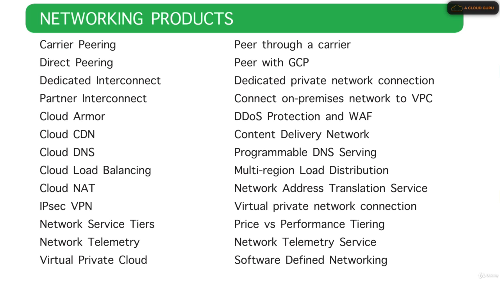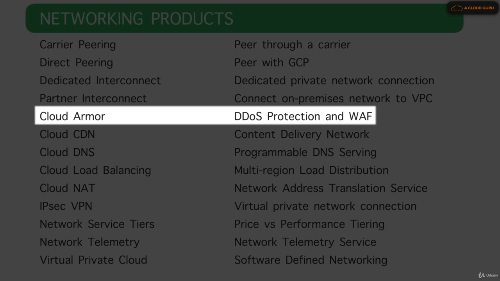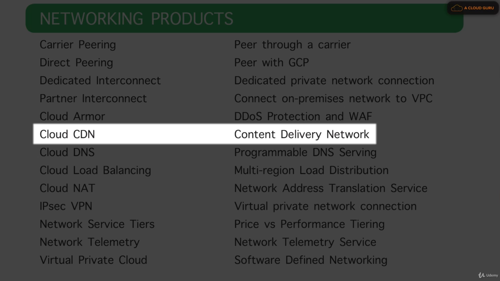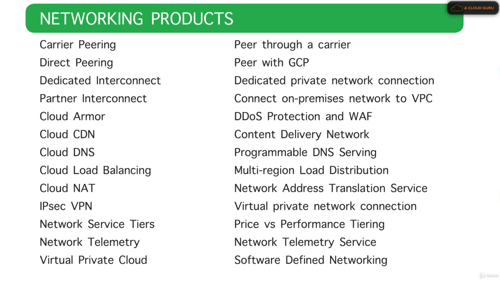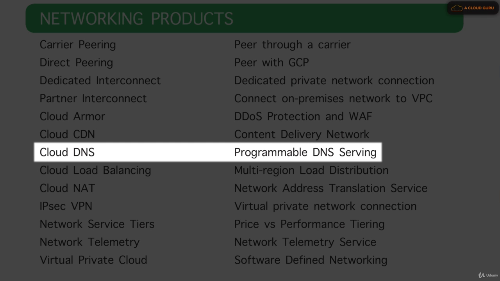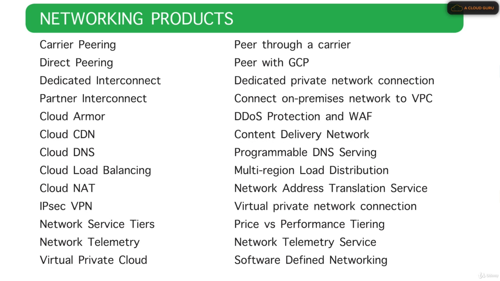Now there are more products here too. Cloud Armor is distributed denial of service protection and a web application firewall. Cloud CDN is a content delivery network that can cache data much closer to where users are physically located. And Cloud DNS lets you take advantage of Google's programmable DNS serving network, where their domain name system has a 100% uptime guarantee. When your users are connecting to mycoolwebsite.com or whatever it is, you definitely want that name translation to succeed. Otherwise, they won't be able to connect to your service at all.